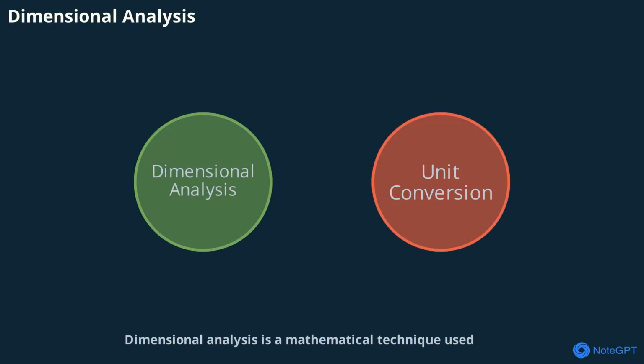Dimensional analysis is a mathematical technique used to ensure units cancel out properly in calculations. By aligning units across from each other, you can confidently convert between grams, moles, and particles. This method helps prevent mistakes and guarantees that your final answer is in the correct unit.